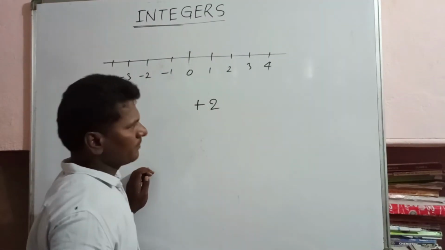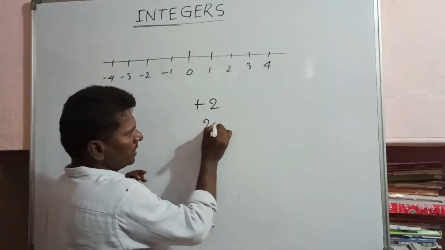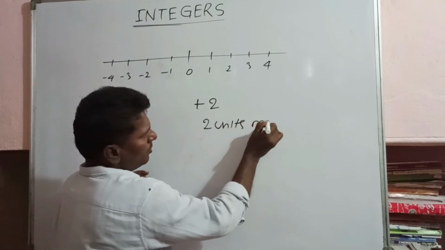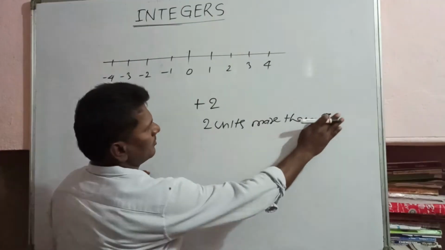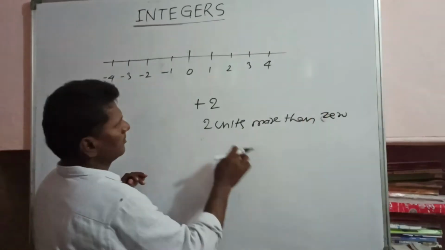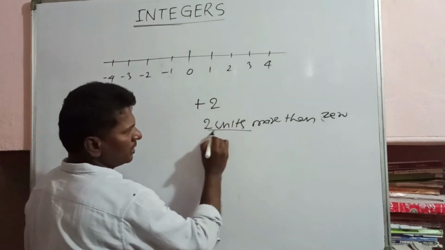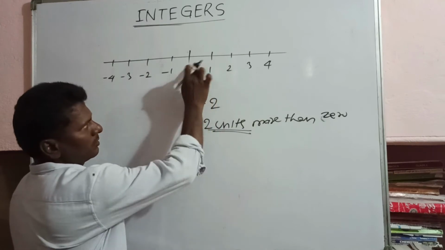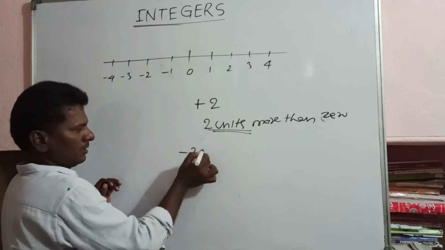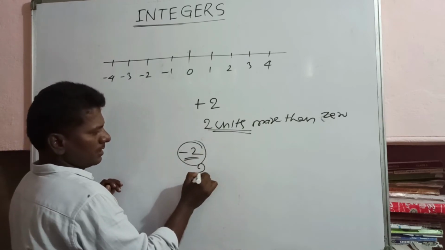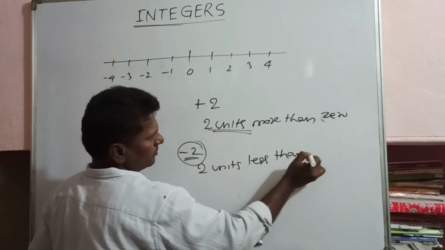Plus 2 means this integer is 2 units more than 0. 1, 2. Minus 2 means this integer is 2 units less than 0.